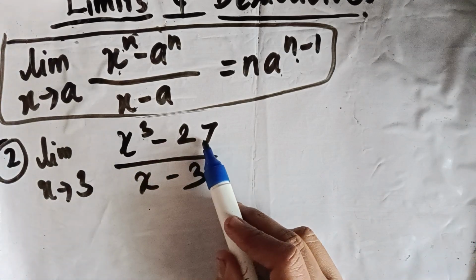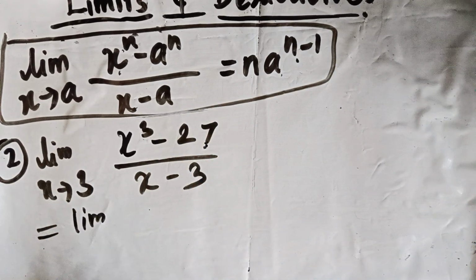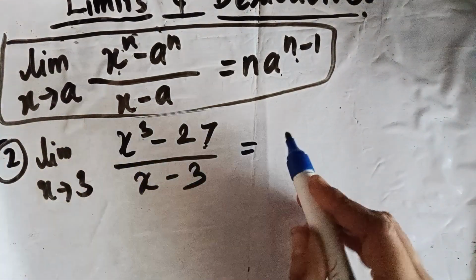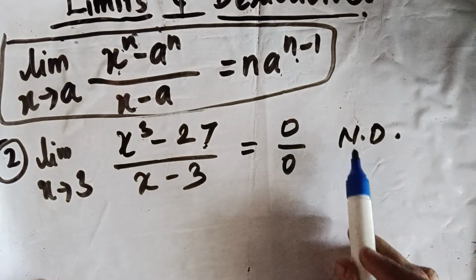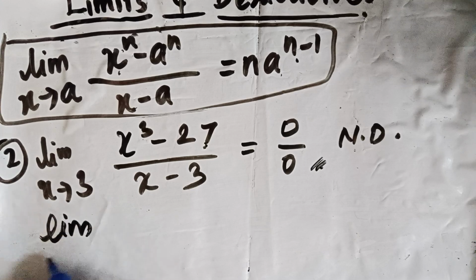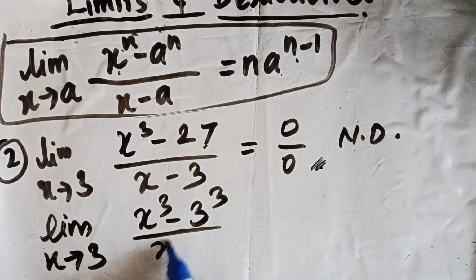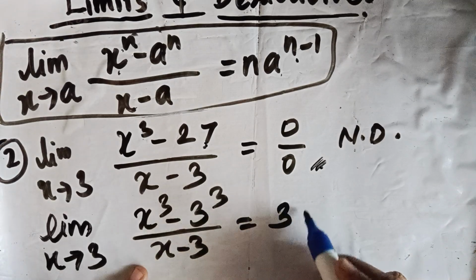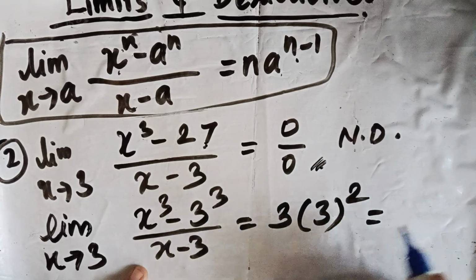Looking at this, we will understand that this is 3 cube, correct? First you have to write, this is of the form, if you put 3, this will become 0 by 0, which is not defined. And then we are not getting the value. That's why we are going for another method, that is using this, 3 cube. So n is 3, a is also 3, 3 minus 1 is 2, 9 3s are 27.